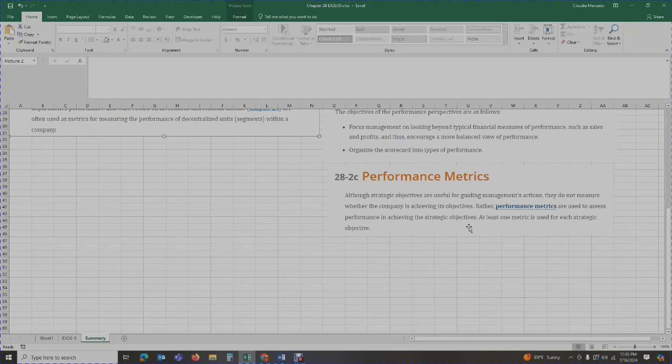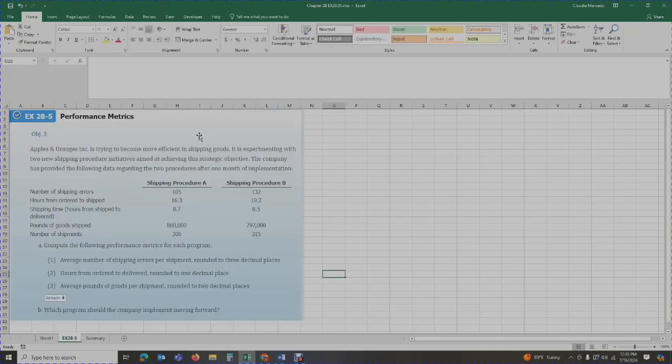Although strategic objectives are useful for guiding management actions, they do not measure whether the company is achieving its objectives. Performance metrics are used to assess performance in achieving its strategic objective, and the objective for the problem is to find a more efficient way to ship our goods. That is what we are aiming for, finding a process that will yield a more efficient shipping process.